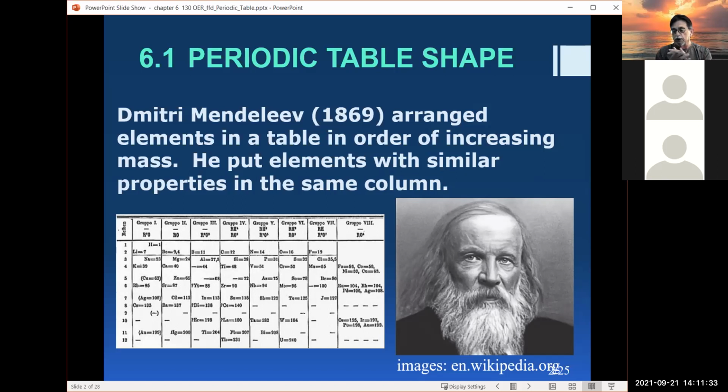Remember, 1900s is when we're starting to pick up our model on what the element's all about, okay? Thing about his first periodic table is there was a lot of blanks. But he predicted that, based on what existed at the time, there should be some missing elements. And sure enough, scientists went for a search and started finding these missing elements based on Dmitri's periodic table.